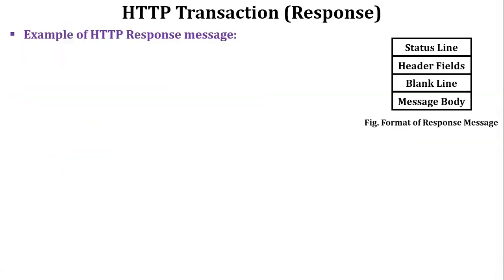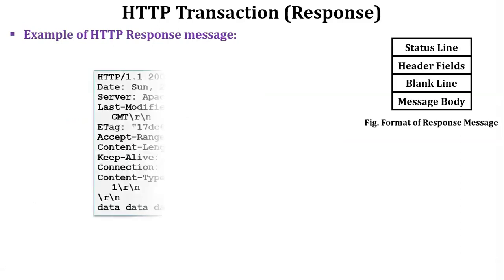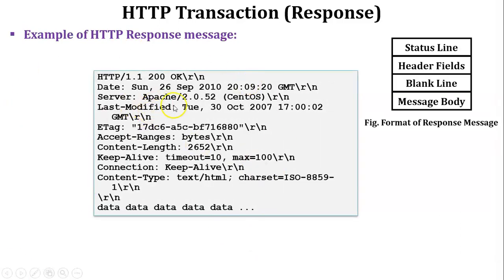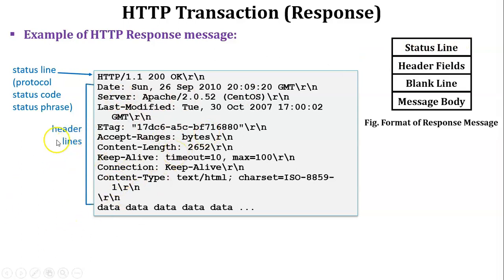Now let us discuss a real-time example of the response message. Here is one example of a real-time response message. Now compare this message to the format of the response message. The first line shows the status line. It means the HTTP version 1.1, 200 is the status code, and OK is the status phrase. So the first line shows the status line of the HTTP response message. From the second line onwards, it shows the header lines. So it indicates the header field. And the last one is the HTML file. It is called the message body.